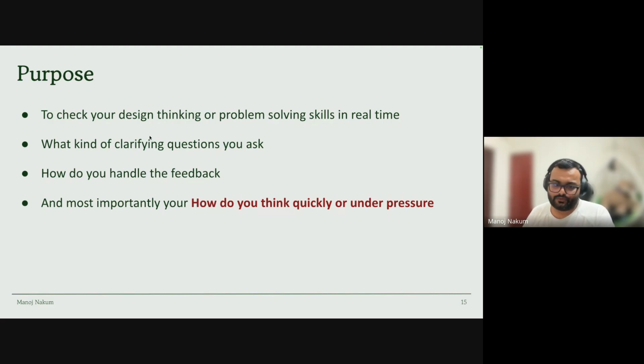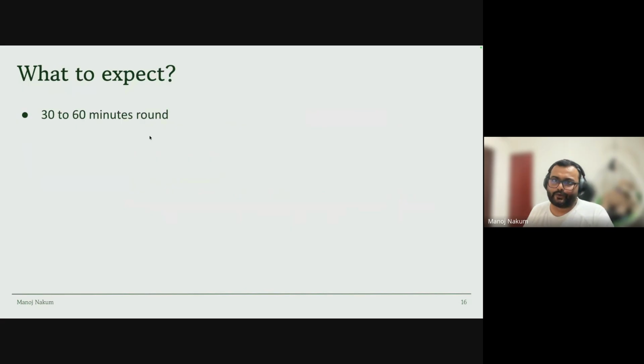How did you understand the brief, what kind of questions you ask, how do you handle the feedback, and how do you perform under pressure? Now, what to expect? This round typically runs between 30 to 60 minutes. It can be offline or online, a mixed method. Some companies that are remote call you online. Some companies that have a presence in the office call you to the office.